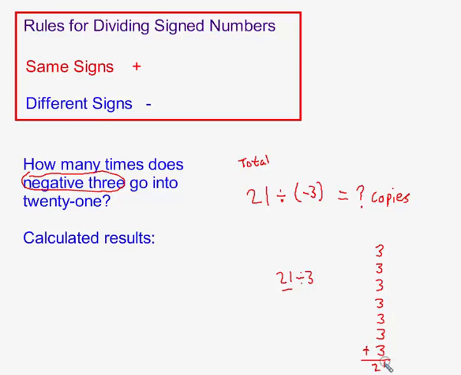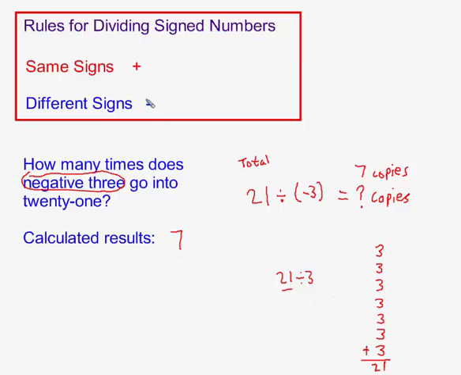And then the question is, well, how many copies of 3 did I have to make? 1, 2, 3, 4, 5, 6, 7. It takes 7 copies of 3, or it takes 7 3's being added together to get a total of 21 things. So what that gives me is the number 7 is the answer. So my calculated result will involve the number 7.